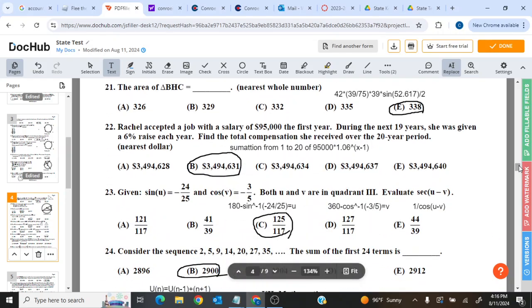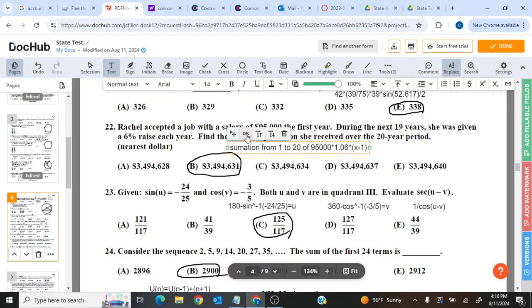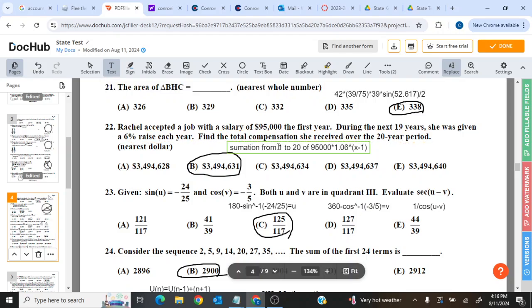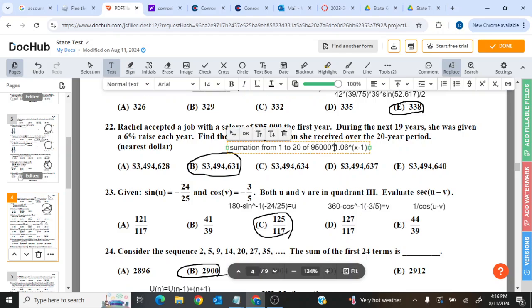22, Rachel accepted a job with a salary of 95,000. Over the next 19 years, she was given a 6% raise each year. What is the total compensation she received? Well, this is going to be the sum of all her yearly salaries, so the sum from 1 to 20 of her starting salary times 1.06 to the power of the number of years that she's been given a 6% raise. So at year 2, she's been given one 6% raise. Year 3, she's given 2. All that continues, so 1.06 to the power of x minus 1. And if you do that, you'll get a value of 3,494,631.